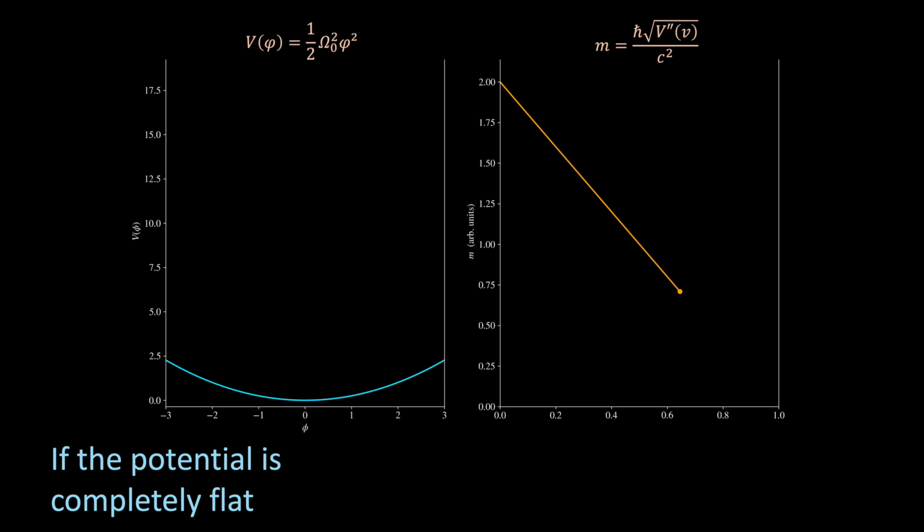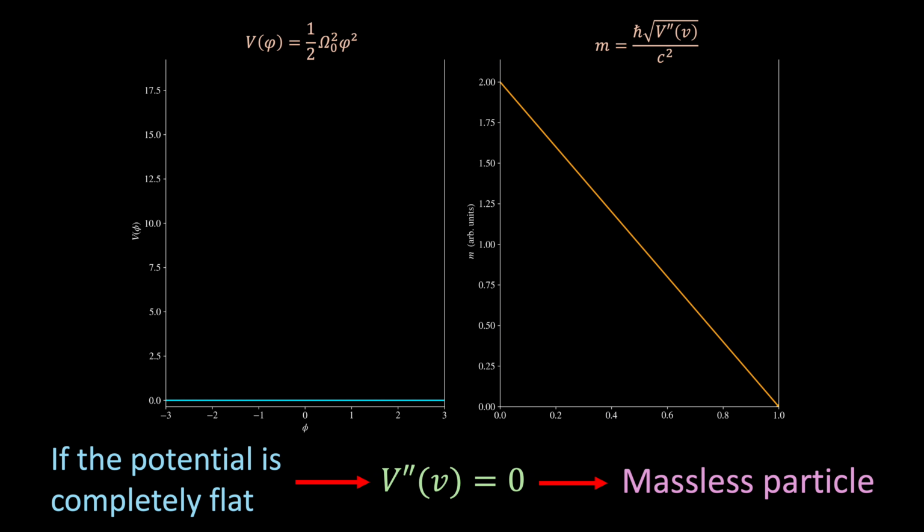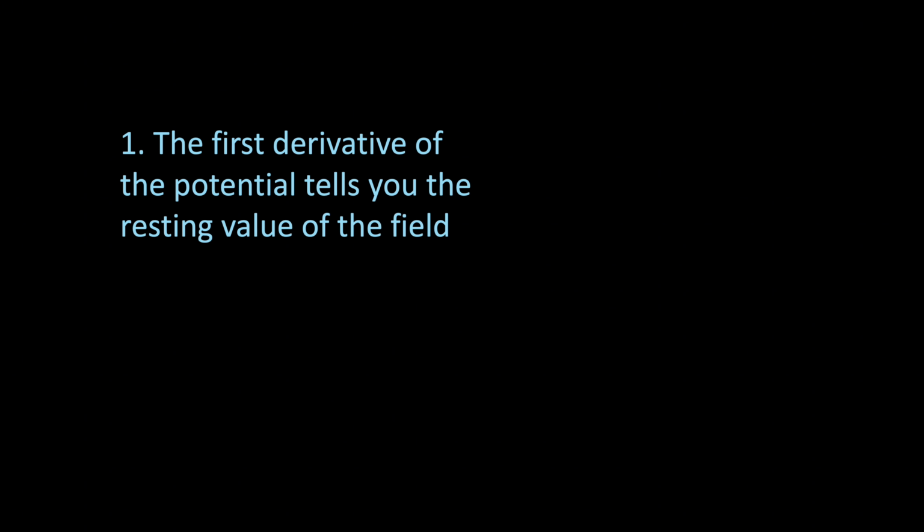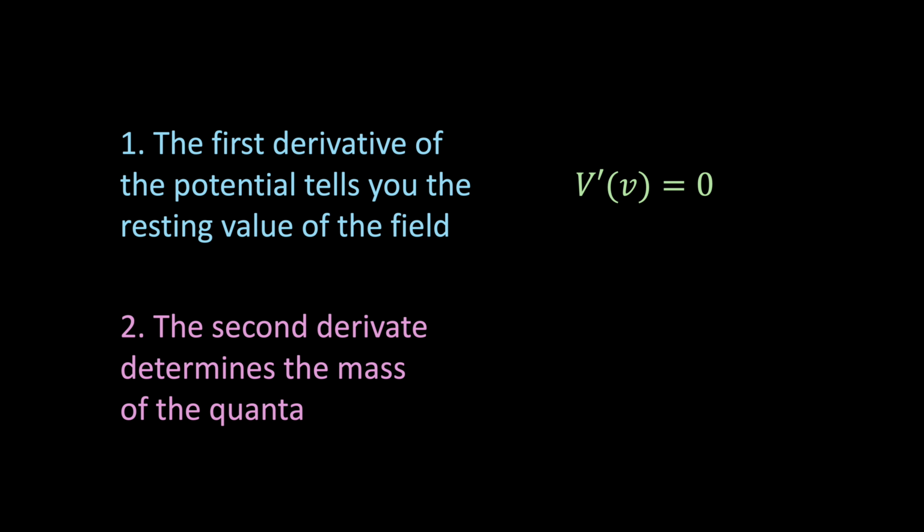And if the potential is completely flat at the resting point, then V double prime of v is equal to 0, there is no restoring term at all, and the quanta of that field are massless. So we can boil all of this down to two simple rules. Firstly, the first derivative of the potential tells you the resting value of the field, v. In other words, V prime of v is equal to 0. The second point is that the second derivative of the potential at the resting value allows you to determine the mass of the field's quanta.